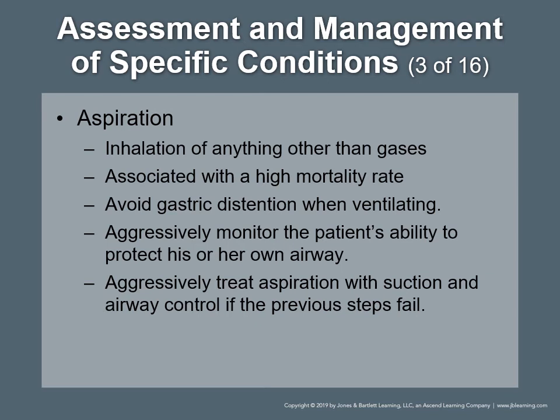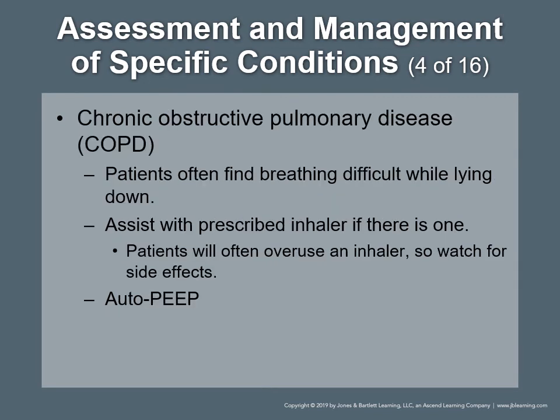When treating patients at risk for aspiration or who have aspirated, aggressively reduce the risk of aspiration by avoiding gastric distension while ventilating. Aggressively monitor the patient's ability to protect his or her own airway, and protect the patient's airway with an advanced airway when needed. Aggressively treat aspiration with suction and airway control if the previous steps fail.